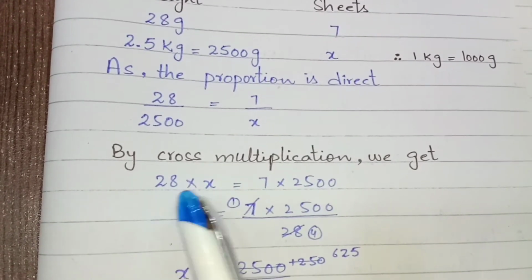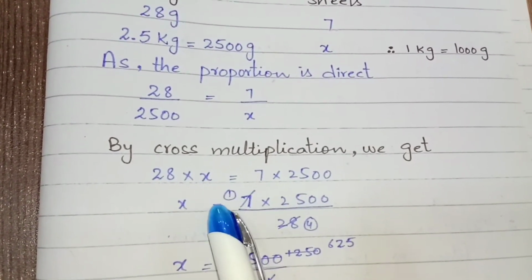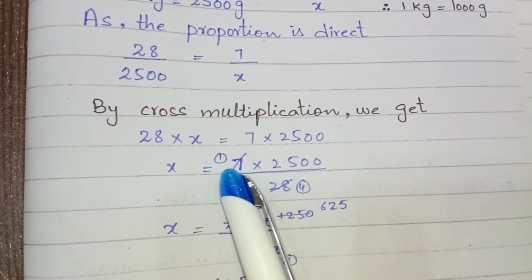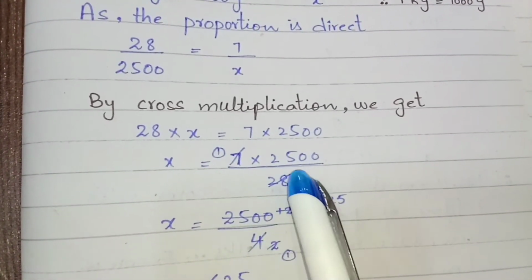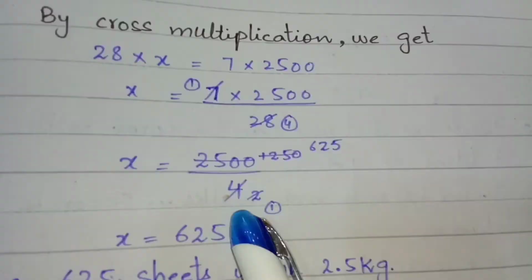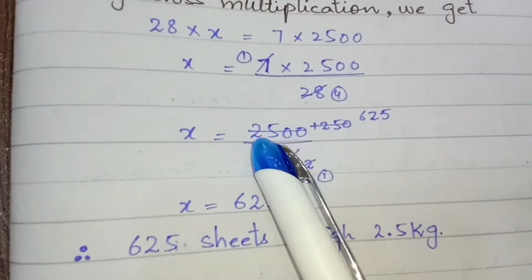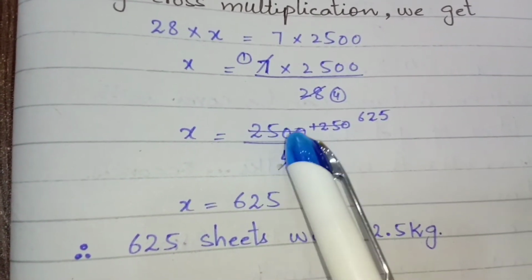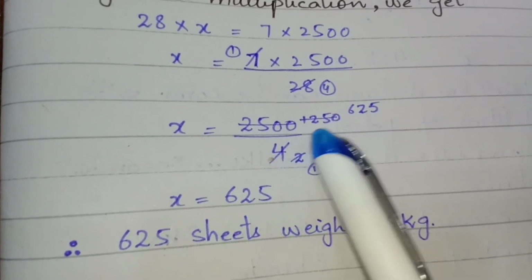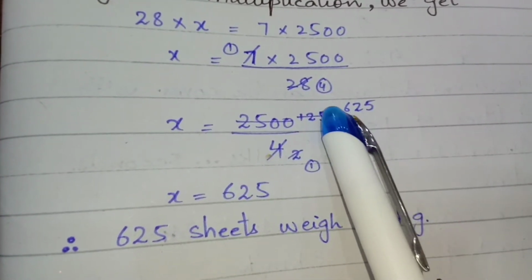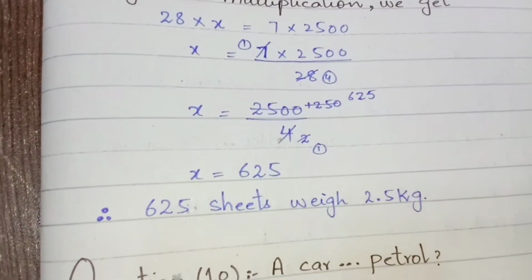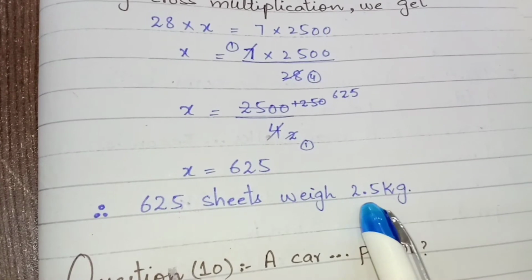Then 28 is multiplied here by x, and on the opposite side it will be divided. So after the cancellation, we get 7 1s are 7 and 7 4s are 28, so we get 2500 over 4. Then on the table of 2, 2 2s are 4 and 2 1s are 2, 2 2s are 4, 1 carry, 2 5s are 10 and 0. And again on the table of 2, 2 1s are 2, 2 6s are 12, 2 2s are 4 and 1 carry, 2 5s are 10. So we get the answer x equals 625. So 625 sheets weigh 2.5 kilograms.